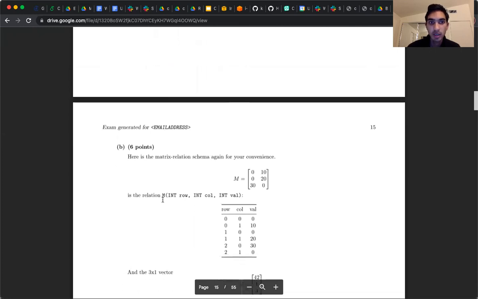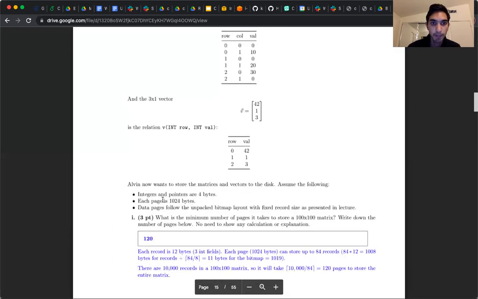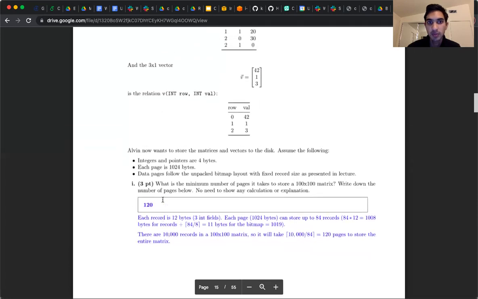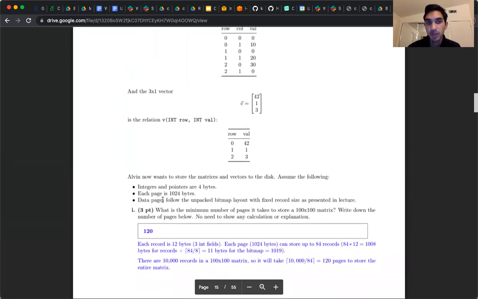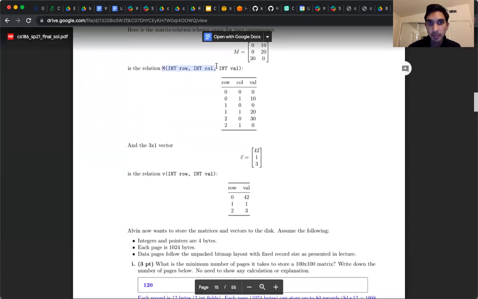Okay, moving on. This part is a little bit less linear algebra heavy. So here's the matrix relation schema again. And this question's asking us what's the minimum number of pages it takes to store a 100 by 100 matrix. The fields we're considering are in this relation M. It has 3 integers, and each integer takes 4 bytes. So we have a total of 12 bytes per record.